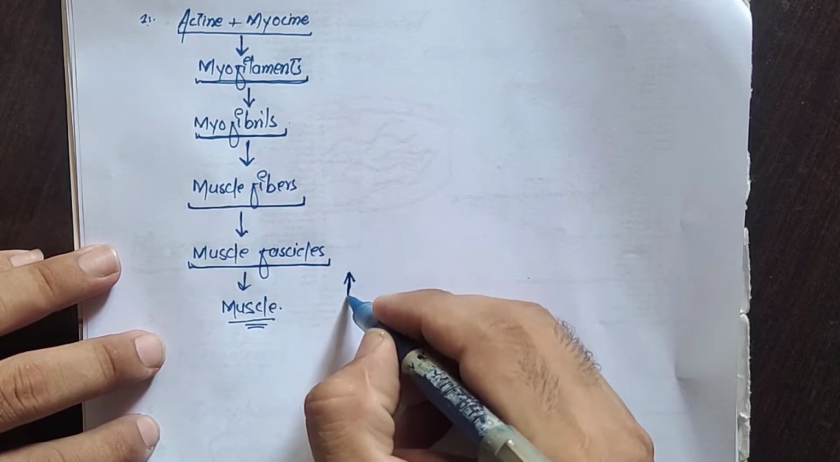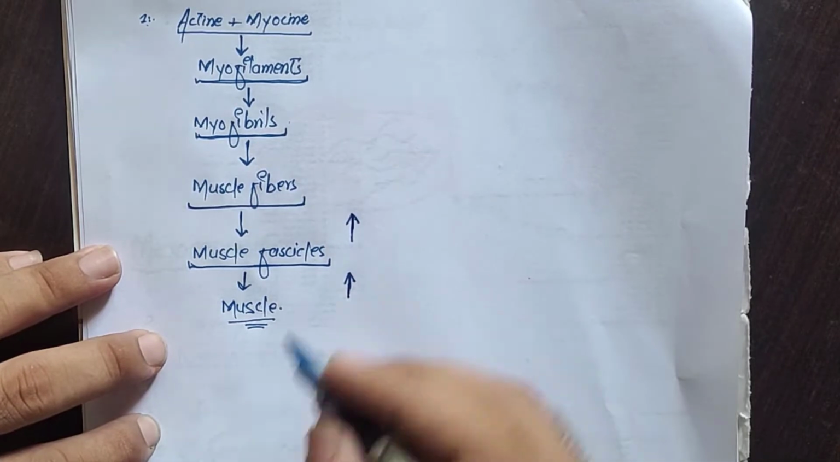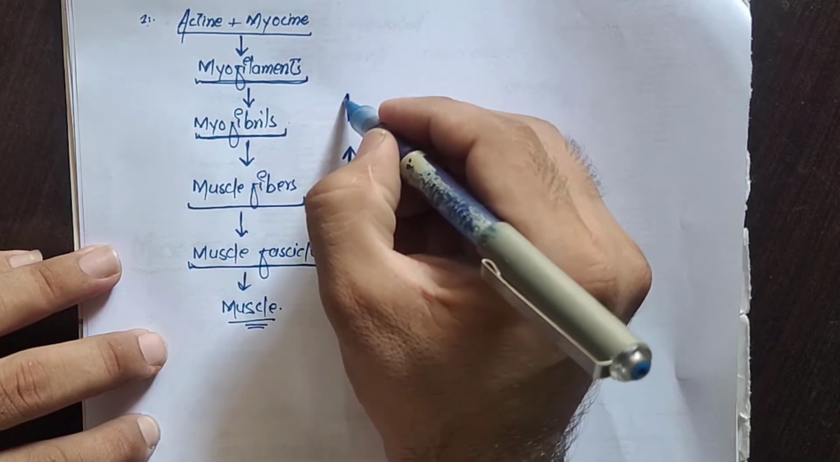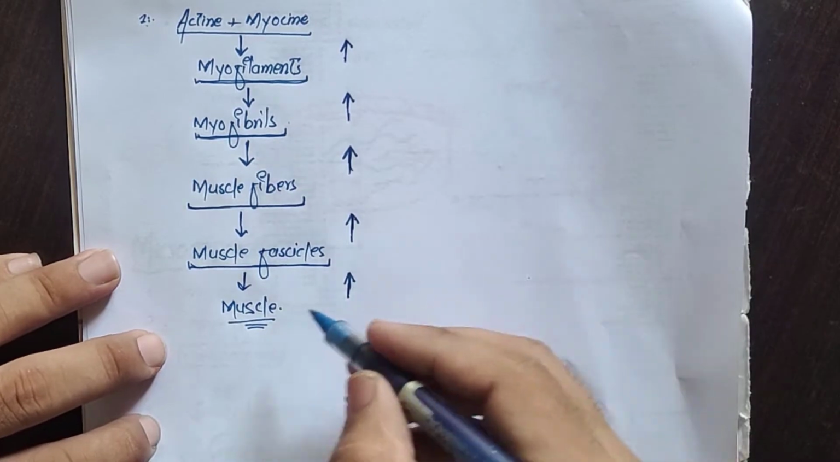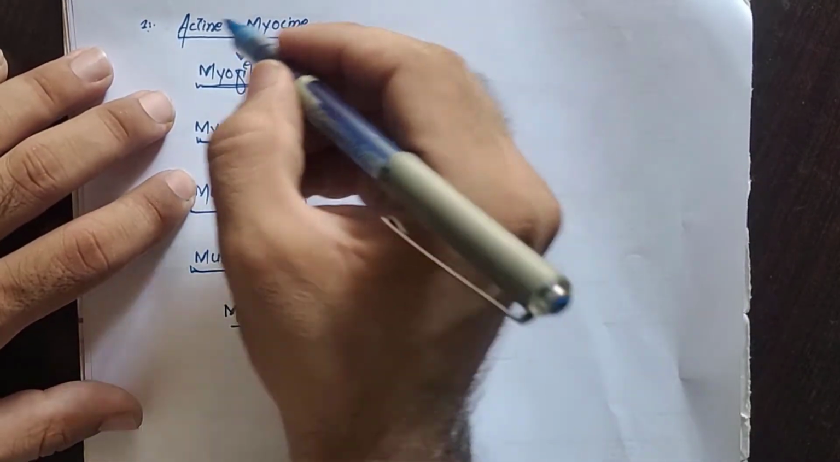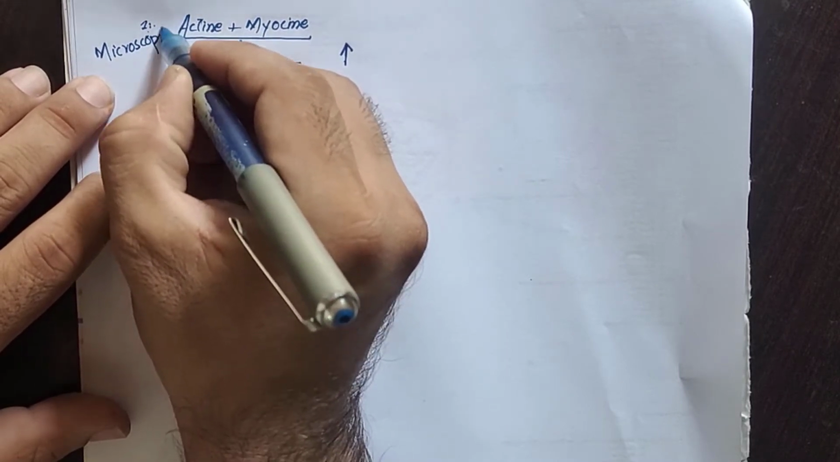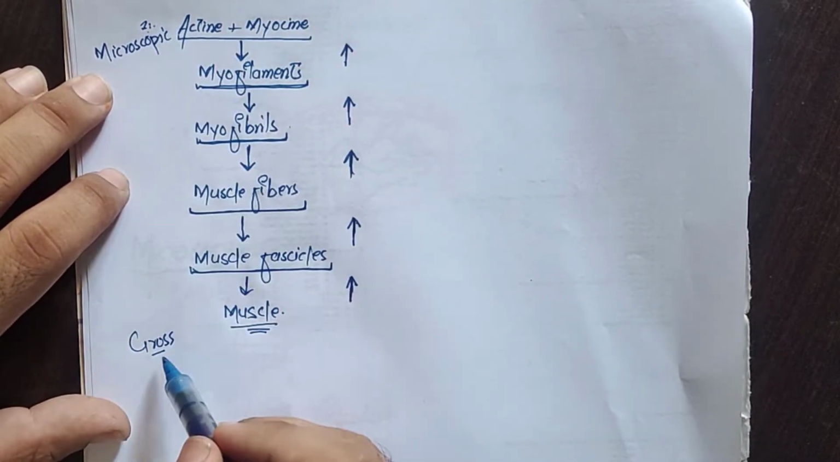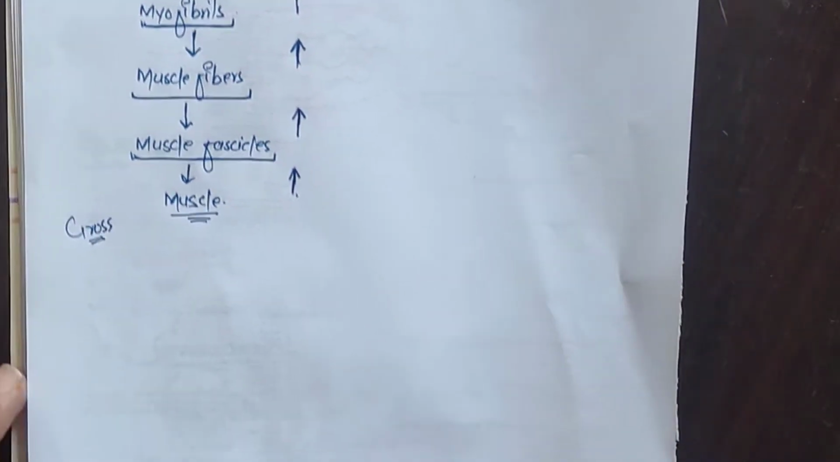Now if you want to go from bigger to the smaller, you will go in this manner. The muscles contain what? Muscle fascicles. The muscle fascicles contain muscle fibers. The muscle fibers contain myofibrils. The myofibrils contain myofilaments, and the myofilaments contain actin and myosin. So you can come from this. This is microscopic, right? And this is the gross. So from microscopic to gross and from gross to microscopic, this is the real structure. Now let us see all these in a clear diagram.